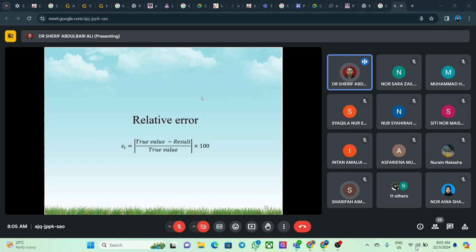I'm going to explain today also about the error and how to make the error analysis, and also how to quantify and control the error that comes from the numerical methods. Just to refresh your mind.